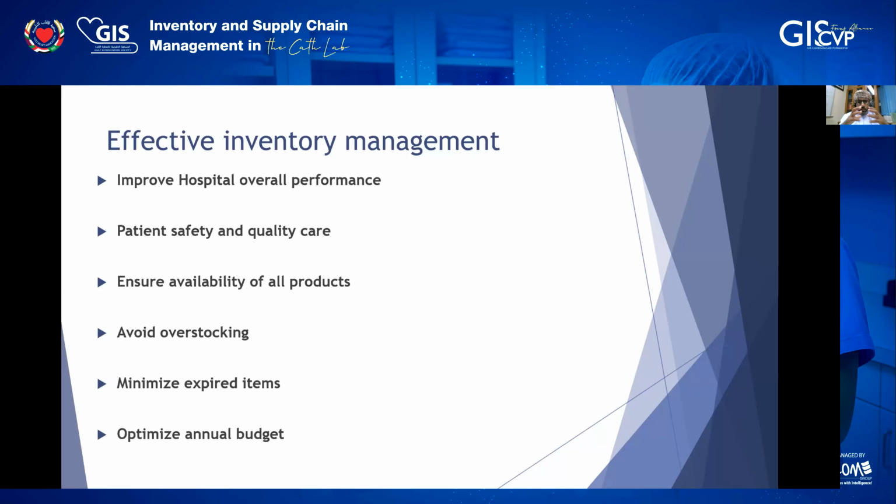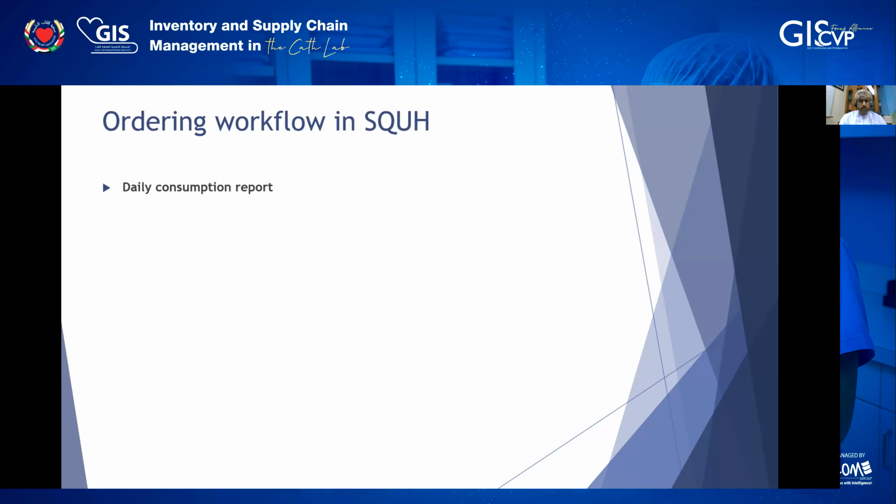With an effective inventory system, we can easily track any expired items or recalled items. We can make sure that we have all items without having an overstocking in the lab. Also with other steps, which I'm going to talk about later, we can minimize the expired items in the lab. I will talk about the ordering workflow in my hospital, in the Cath lab exactly.